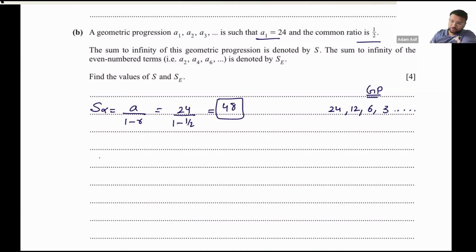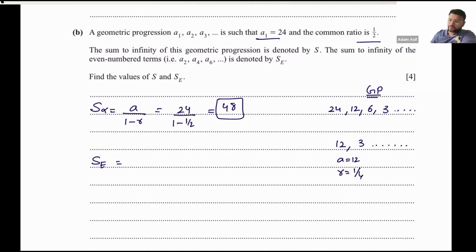सही है. अब एक और सीक्वेंस है SE, जिसे हम कहते हैं SE स्टैंड फॉर सम टू इन्फिनिटी फॉर द इवन नंबर सीरीज. इवन नंबर सीरीज क्या है? इवन नंबर टर्म्स, यानी कि सेकंड टर्म, फोर्थ टर्म, 6th टर्म. सो सेकंड टर्म आपका 12 है, फोर्थ टर्म आपका 3 है, एंड इस तरीके से इट्स ऑल्सो अ ज्योमेट्रिक प्रोग्रेशन. सो फर्स्ट टर्म 12 हो जाएगा इस सीक्वेंस का, एंड द कॉमन रेशियो वुड बी 3/12, दैट इज 1/4.